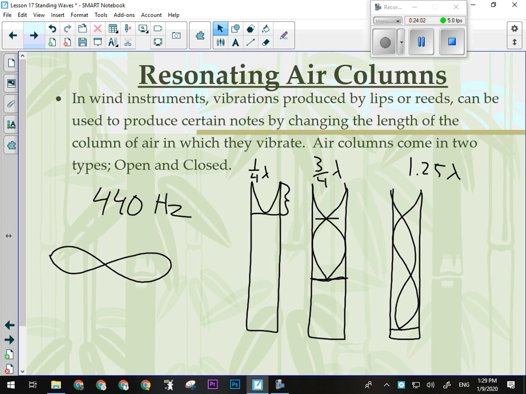Did you guys hear it there, how it got louder? So that was our first point, and that was at 0.19 meters. Now our next one should be about how many times longer than that? Three times longer. If that's one quarter of a wavelength, the next one I hear should be at around 60 centimeters, somewhere in there.